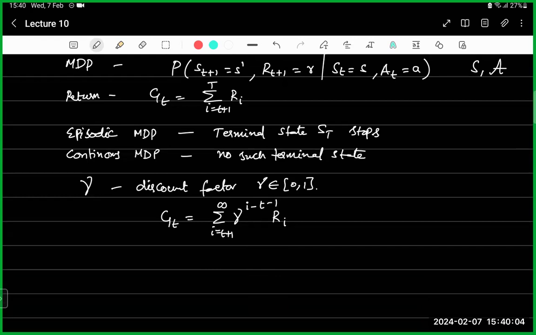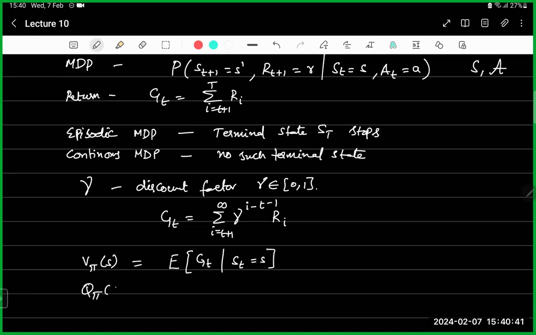What else did we discuss in the last lecture? What is the value function? This is the expected total cumulative reward that you'll get if you start from state s. How do you define that properly? The expected value of G t given S t equal to s.